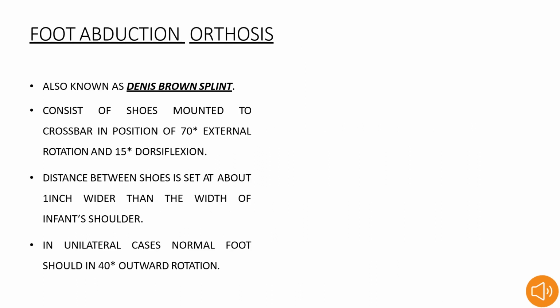Foot abduction orthosis. These are also known as Dennis Brown splint. It consists of shoes mounted to crossbar in position of 70-degree external rotation and 15-degree dorsiflexion. Distance between the shoes is set at about 1 inch wider than the width of infant's shoulder. In unilateral cases, normal foot should be in 40-degree outward rotation.